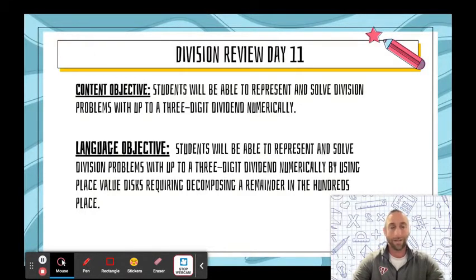All right, the dividend is the number inside of the house that you are dividing into smaller groups. Students will be able to represent and solve division problems with up to 3-digit dividends numerically by using place value discs requiring decomposing the remainder in the hundreds place.